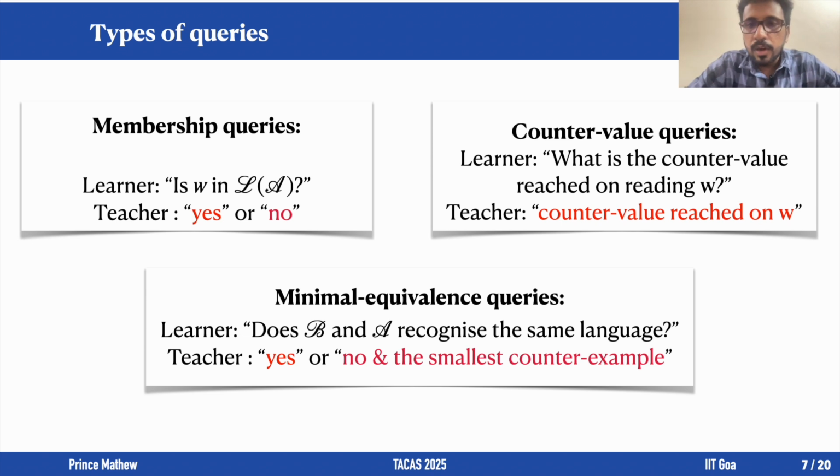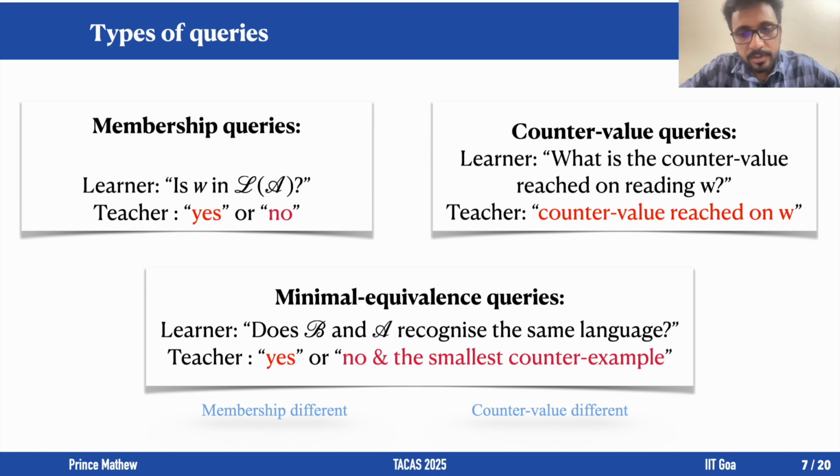The second kind of query is a counter value query where the learner gives the teacher a word W and asks what is the counter value reached on reading that W, and the teacher will return the corresponding counter value. The third query is a minimal equivalence query where the learner presents the teacher a model B and asks whether B is equivalent to the DROCA A the teacher has in mind. The teacher responds yes if both the DROCAs are equivalent, or no and the smallest counterexample. The counterexample either is a word that is accepted by one machine and not by the other, or is a word for which both the machines reach different counter values.